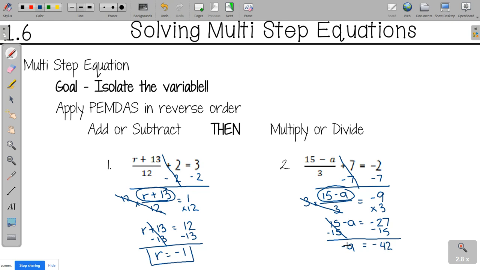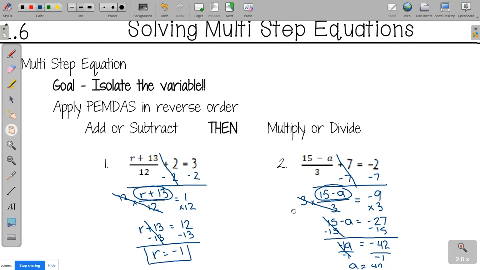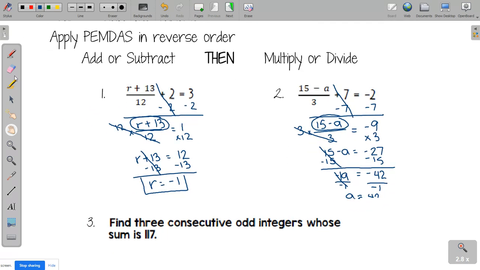This negative a is the same thing as saying negative 1a. So we can divide both sides by negative 1. Cancels out, and it leaves us a is equal to negative divided by negative is a positive 42. Positive 42 is equal to a.